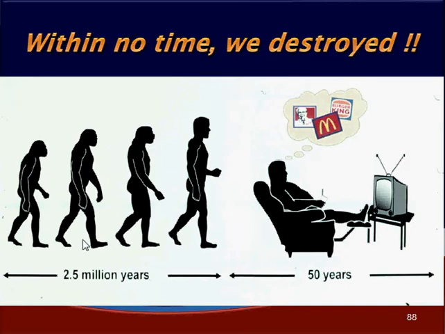Look here, this ape became a Homo erectus, started to be a hunter and gatherer, became a civilized man. All this transformation from the ape to a civilized man took 2.5 million years. This civilized man became so uncivilized today that he never exercises, he never cuts his thoughts for food, and he is always in front of a TV or a computer. And in 50 years we have destroyed what we have achieved over 2.5 million years. In no time we have destroyed.